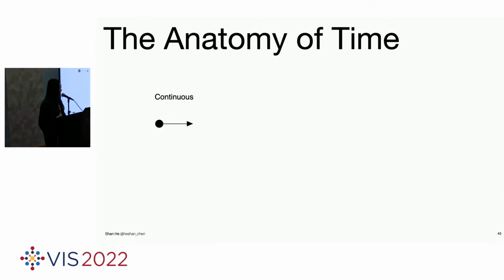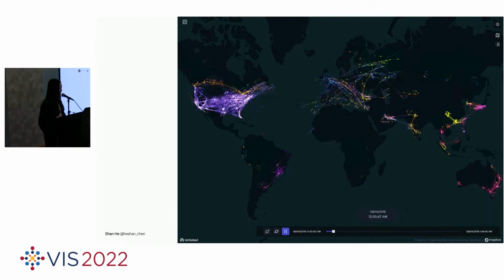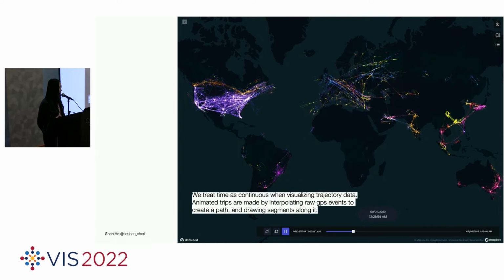So let's talk about them individually. Continuous time: when does this type of thing usually happen? We usually have to visualize continuous time in understanding this type of trajectory data.